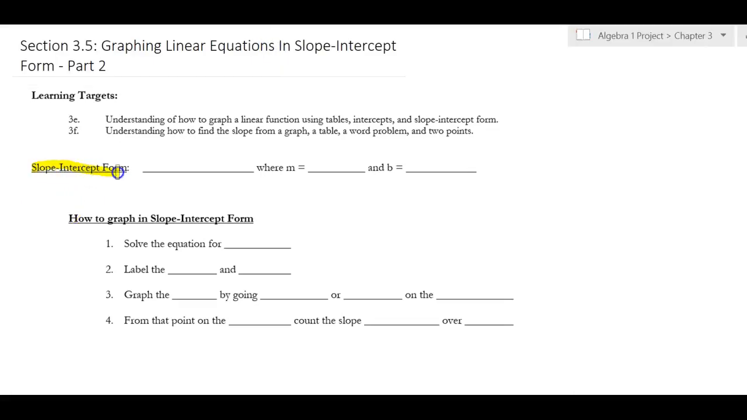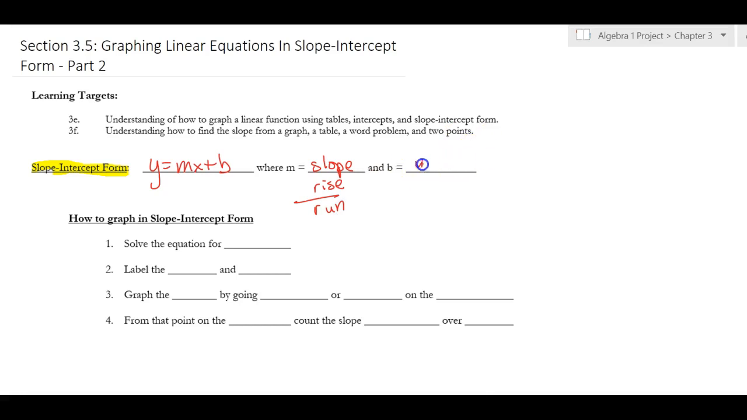Okay, so what we're working on now is part 2 of graphing linear equations in slope-intercept form. The last lesson really focused on slope, so you should be comfortable with slope. And so now we're using slope-intercept form, which is y equals mx plus b. And remember, m is your slope, which is rise over run. We're really going to focus on that.